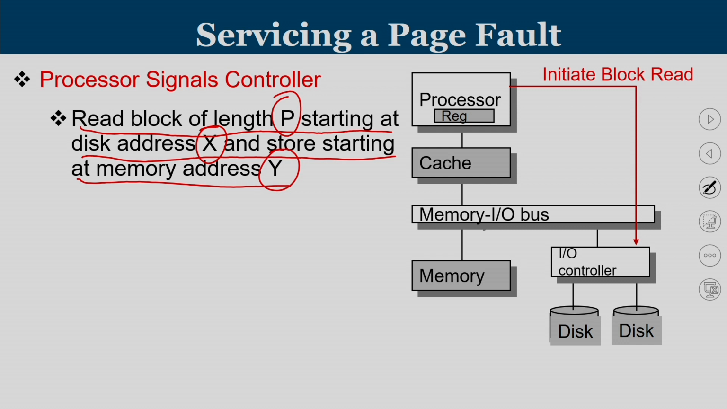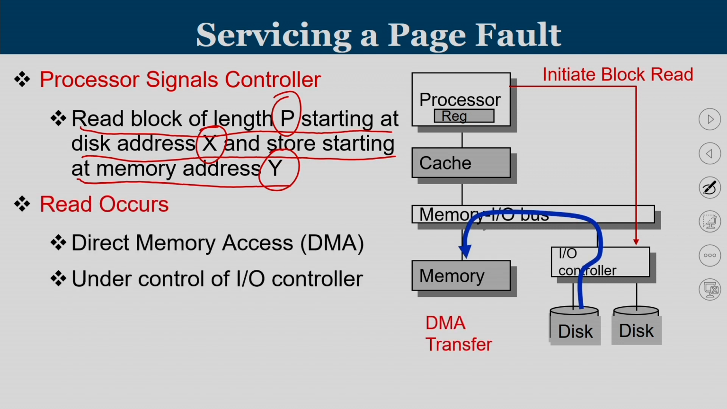So you are initiating a block read, and then with the help of a DMA controller, direct memory access, under the control of the I/O controller, the data moves from the disk all the way through the memory bus into the main memory. So you are transferring a block of data from the disk into the main memory, and that is what is known as a DMA controller.